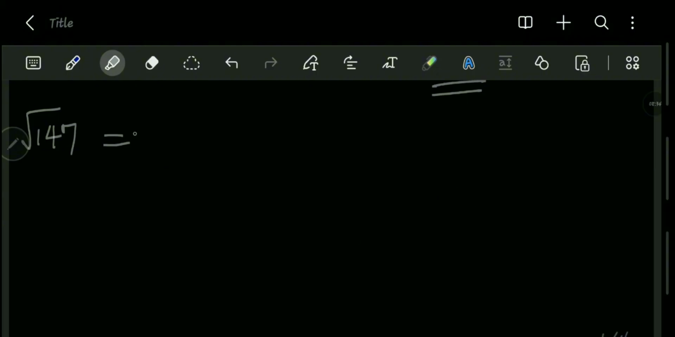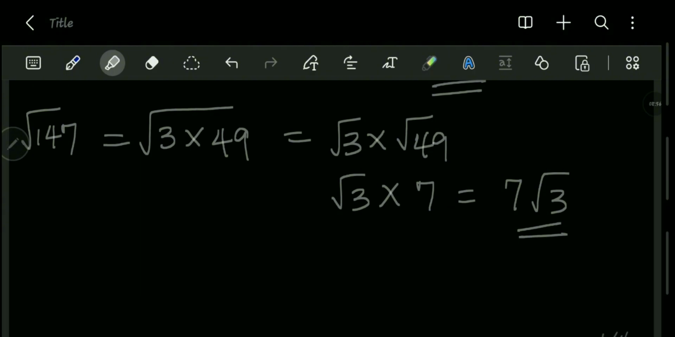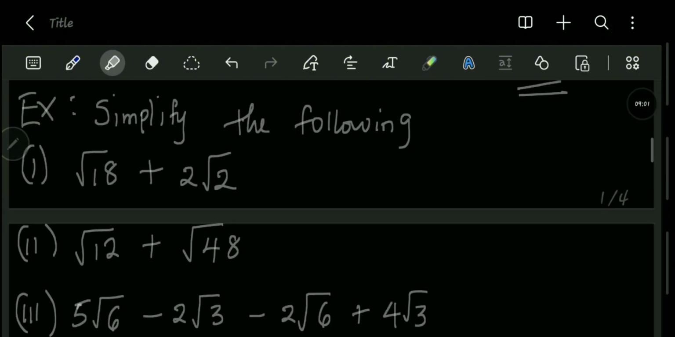It means that we are going to replace this surd 147 with 3 times 49. And when you split this up, you have surd 3 times square root of 49. Square root of 49 here is 7. And when you combine this together, you have 7 surd 3 as your final answer. Let's look at more examples. Let's look at the second example.